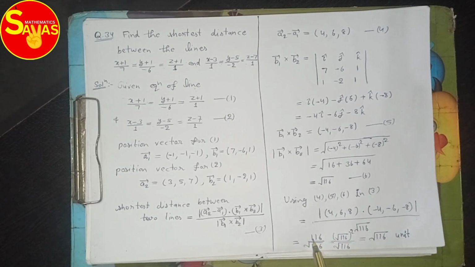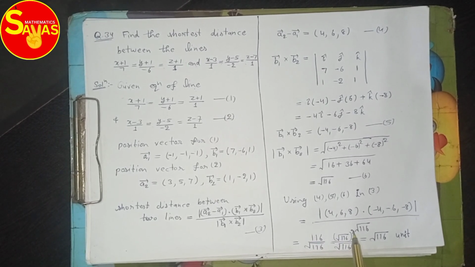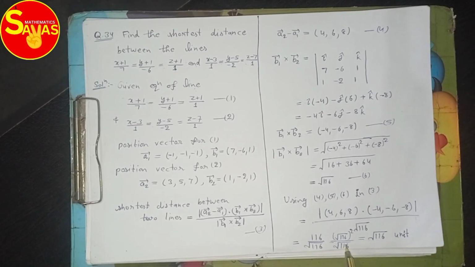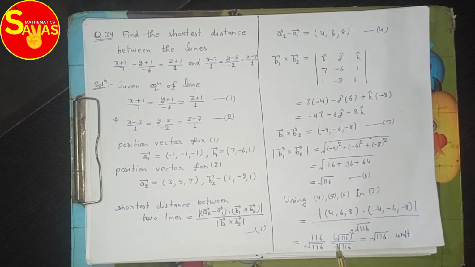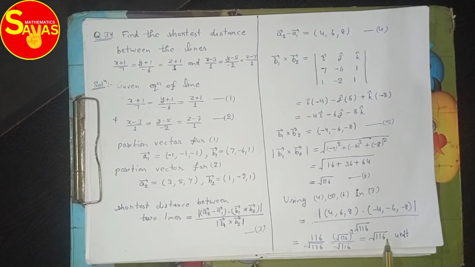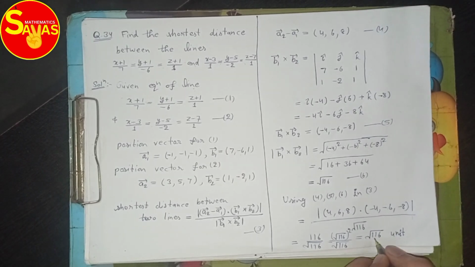So now we get 116 over under root 116. Now we write it as under root 116 squared. So one power is cancelled out by the denominator, and the remaining is under root 116 unit. So here is the distance, and we can write here unit. So this is the shortest distance between the two lines.